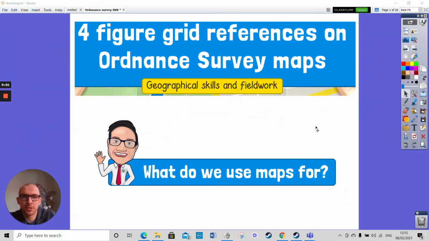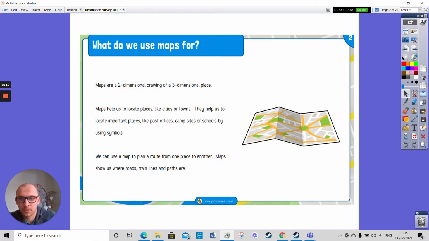Hi guys, welcome to this afternoon's lesson on four-figure grid references on Ordnance Survey Maps. This is a geography skill that you haven't covered yet, but it's something that you need to cover before we look at our objective for the summer term. So this is what we're going to be focusing on today.